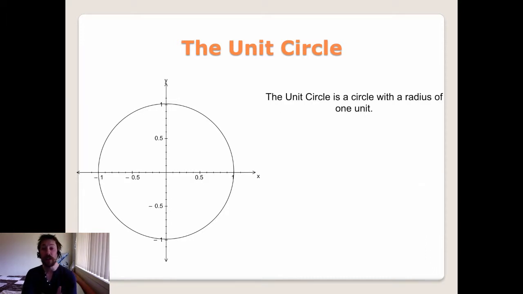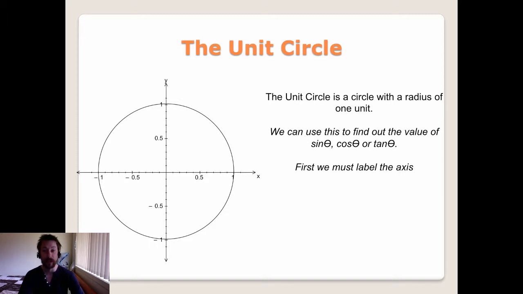So, the unit circle is a circle with a radius of 1 unit. So if we have a look at this guy here, he's got a circle, or he is a circle, and the radius is 1 unit. That is, it's a distance from here to here of 1 unit. Now, we can use this to find out the value of sine theta, cos theta, or tan theta. And you're going to see this in a bit more detail as we go through the presentation.